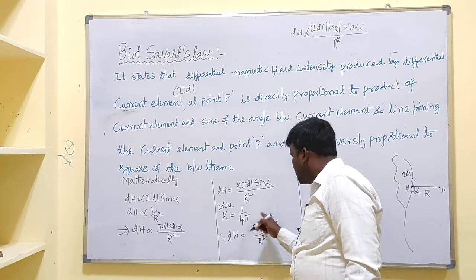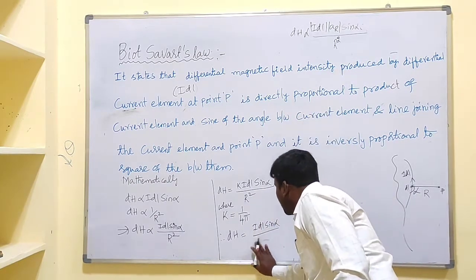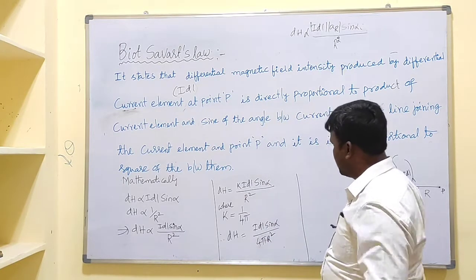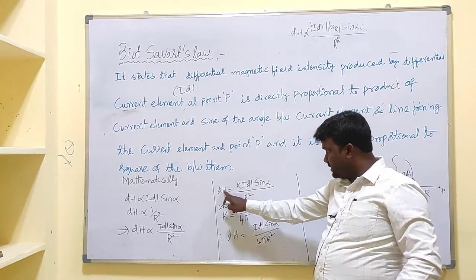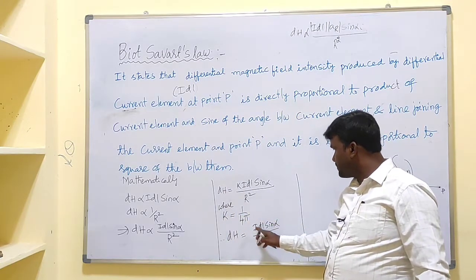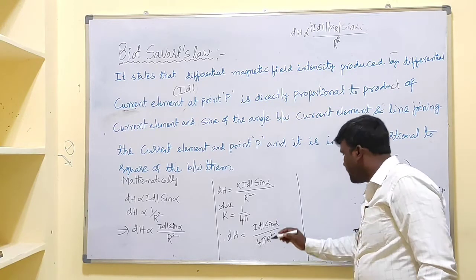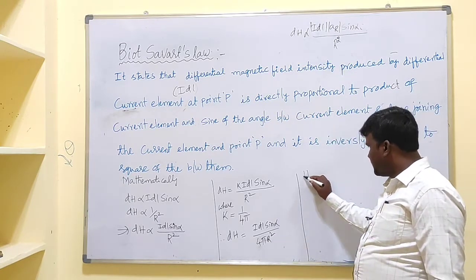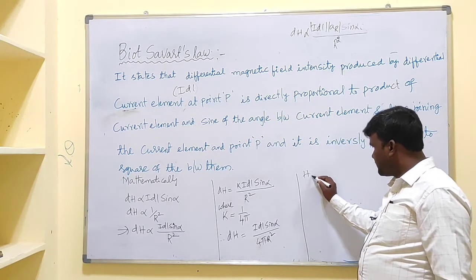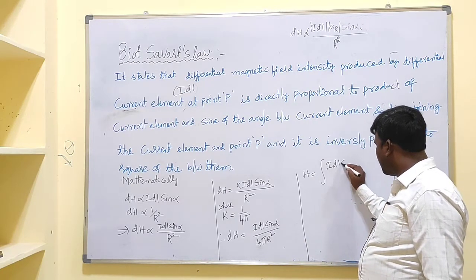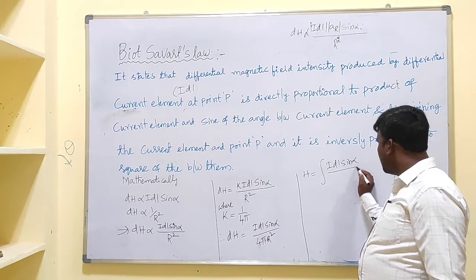In this expression, k can be replaced with 1 by 4 pi. So dH equals I dl sin alpha by 4 pi r square. Now, applying integration on both sides, we will get H equal to the integral of I dl sin alpha by 4 pi r square.